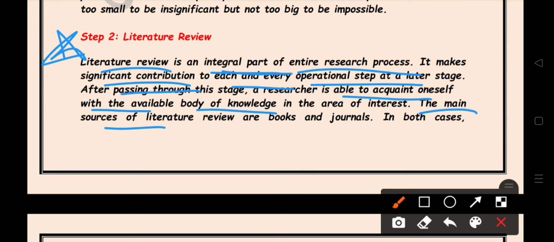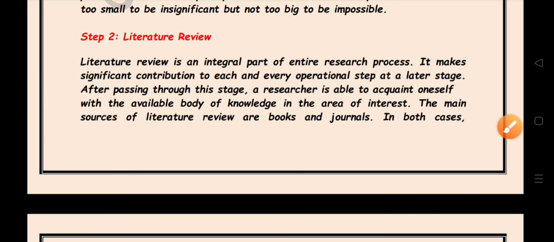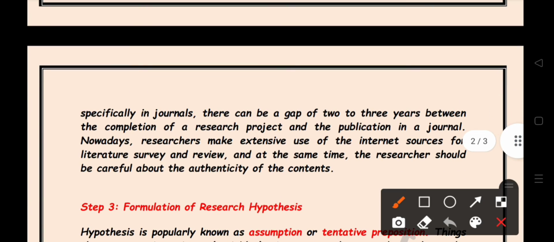The main source of the review of literature are books and journals. Okay, that means in the olden days, or maybe in this era also, we are following the books and the journals as a source of review of literature. But in some cases, we will use the internet, and many sites, as our source of review of literature.